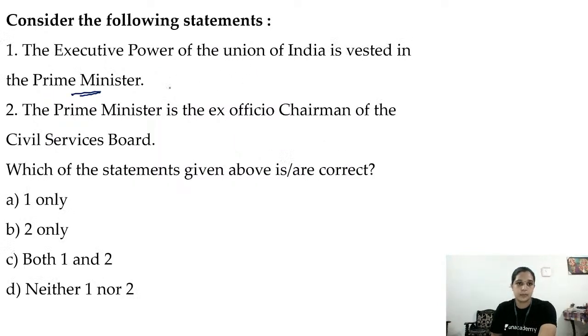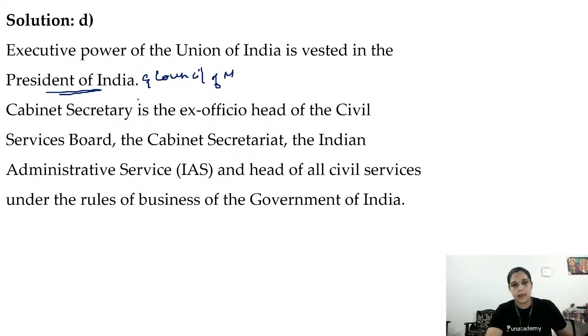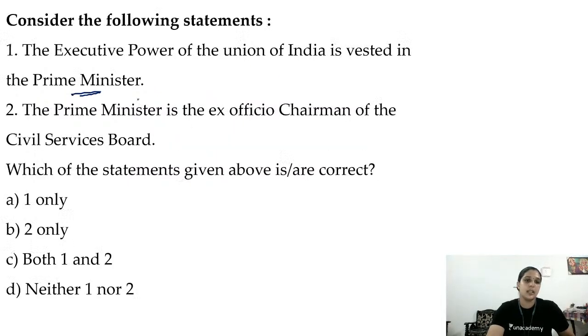It is not a single person. The first statement is wrong. The Prime Minister is the ex officio chairman of the Civil Services Board. That's right. The Cabinet Secretary is the ex officio member.